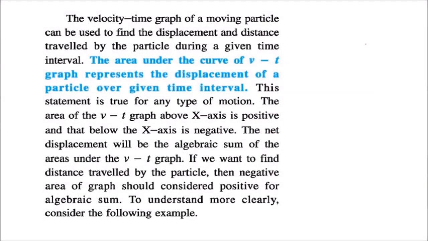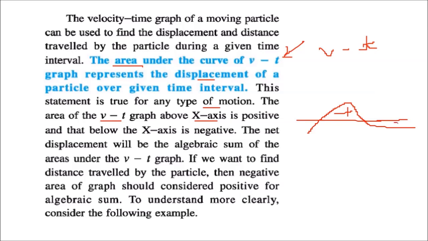The area of the v-t graph above the x-axis, like this is the motion, we'll take as positive, and this as negative. The net displacement is actually the algebraic sum of these positive and negative areas. For displacement, it is positive and negative. But for distance, this will be positive, this will also be positive, it cannot be negative. So if you want to find the distance traveled by the particle, then the negative area of the graph should be considered positive.